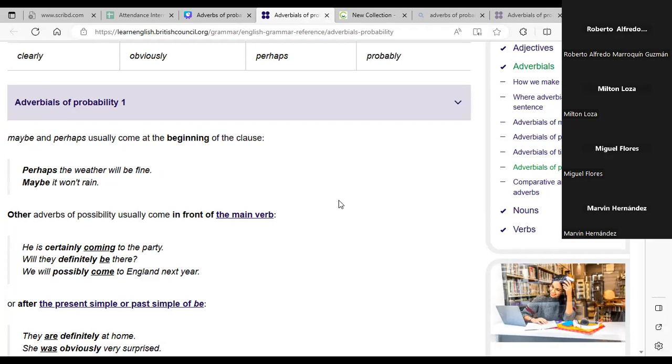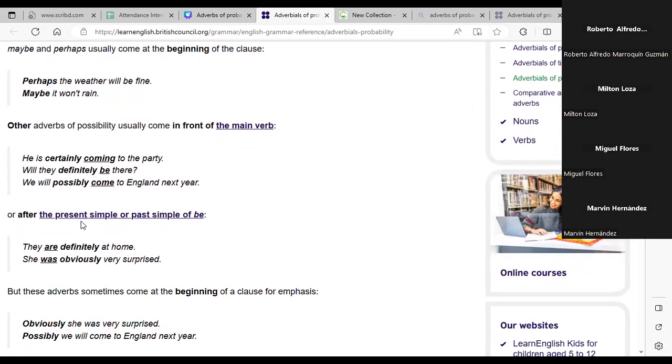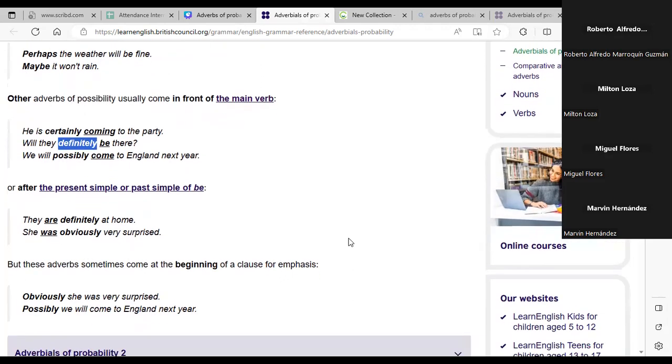And all right, so guys, we now know that maybe and also perhaps can be used at the beginning because they are almost the same. Okay, perfect. Right, I hope that is clear. Now we have the other rule that other adverbs of possibility usually come in front of the main verb. Okay, so before, he is certainly coming to the party. Certainly, okay, like definitely. Will they definitely be there? Right, before the main verb. Here you have underlined the main verb of this sentence. We will possibly come to England next year. So this is what we have learned in the video, guys, as well.